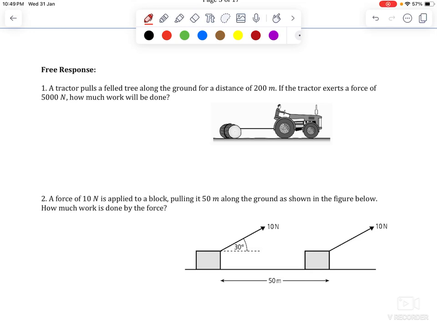11 advanced, term 2, 3.2, work and energy, free response.